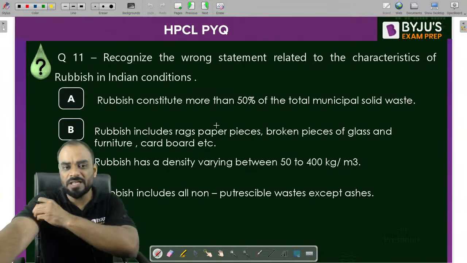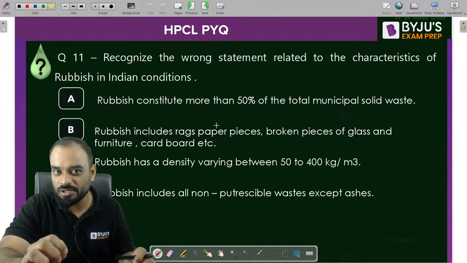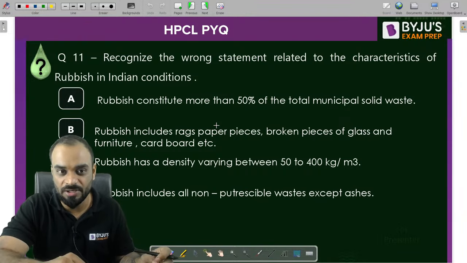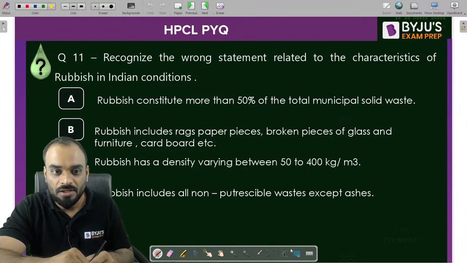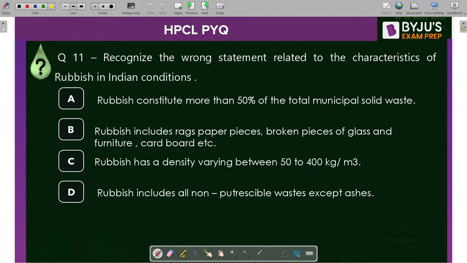Yes, almost the same type of question, or a little bit different, but you may get almost the same type of question in that particular examination also. Okay. Now let's read question number 11, guys. Question number 11 in front of you. Please read the options very carefully.